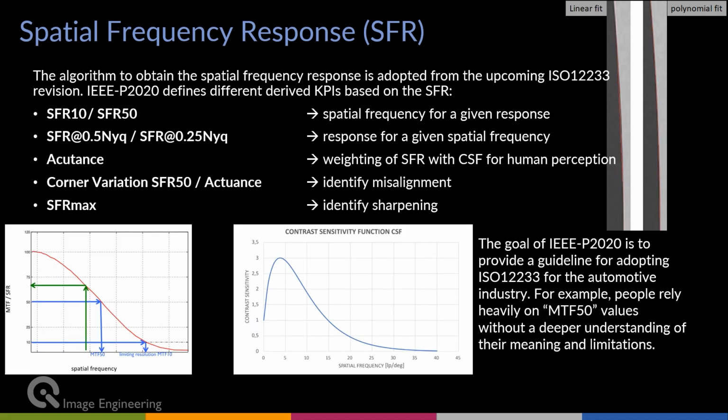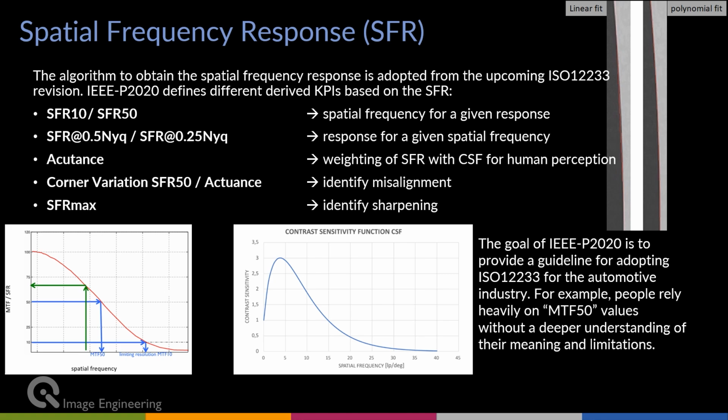What is done in the P2020 document is to define certain metrics that are derived from the SFR. So the SFR, you see that in the lower left image, the red line, that's what you might measure from a camera. That is what you get from a single edge, and from that you can derive different metrics. For example, SFR 10 or SFR 50, so that is the spatial frequency for a given response. But also SFR at half Nyquist or at quarter Nyquist, that is the response for a given spatial frequency, so in the opposite direction.